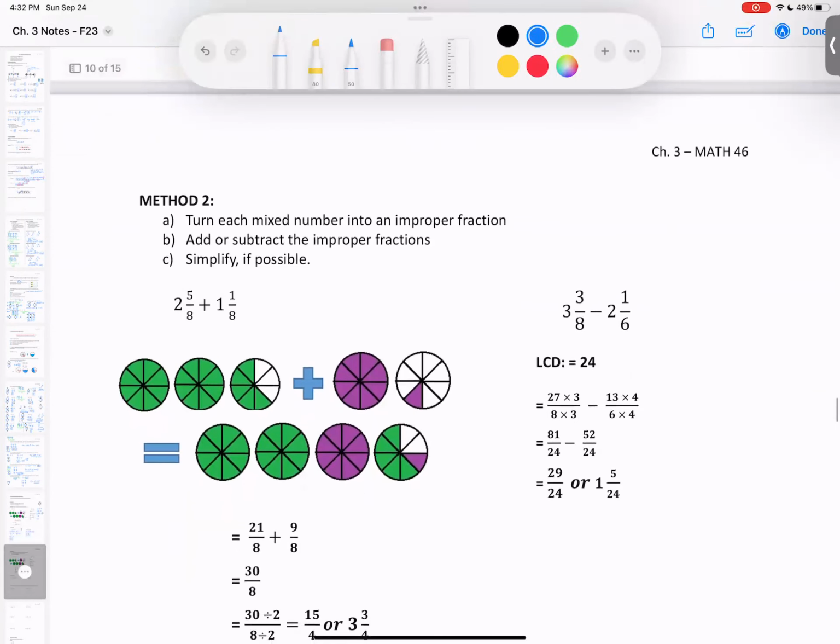All right, moving on to method 2, which I have to say for me is my preferred method because you don't get into the mess of having to go convert to a mixed number when you get an answer in your fraction that's greater than 1.